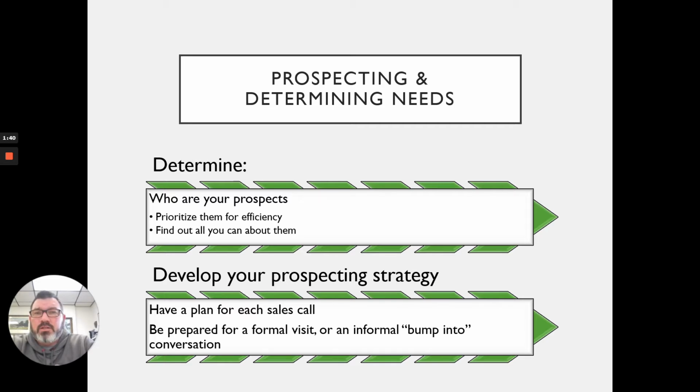So there's a lot of things that you need to learn about who your prospects are. Hopefully, you've got some customers to fall back on to help put food on the table as you sell product to them. But you always need to be thinking about growing your business and who those potential customers are out there. Then you need to develop a prospecting strategy. So every time that you encounter a customer on the farm, in the agribusiness, whatever it might be, have a plan for every time that you make a sales call.